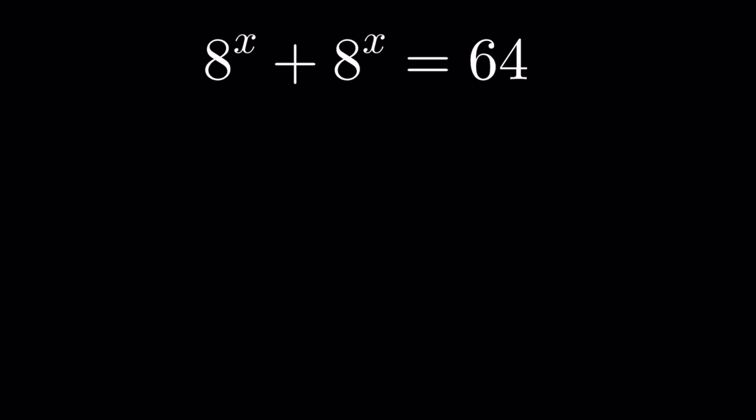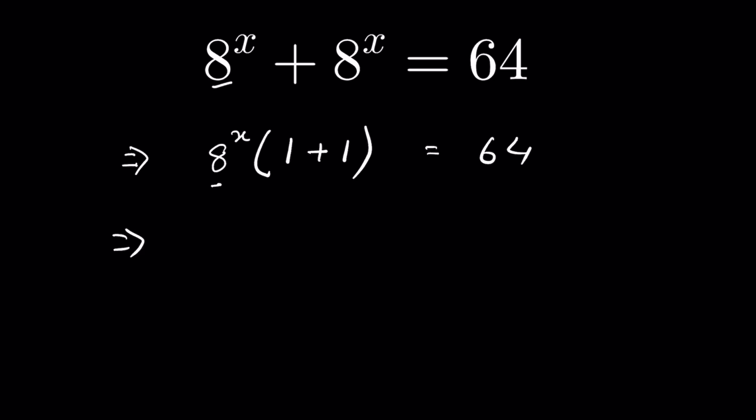8 raised to the power x plus 8 raised to the power x is equal to 64. Find the value of x. Here 8 raised to the power x is common, so we can write 8 raised to the power x parenthesis 8 raised to the power x divided by 8 raised to the power x is equal to 1 plus 1 is equal to 64, or 8 raised to the power x times 2 is equal to 64.